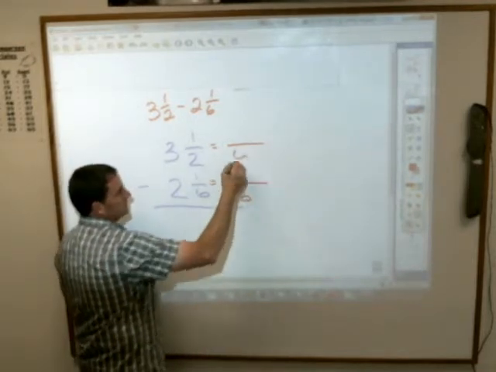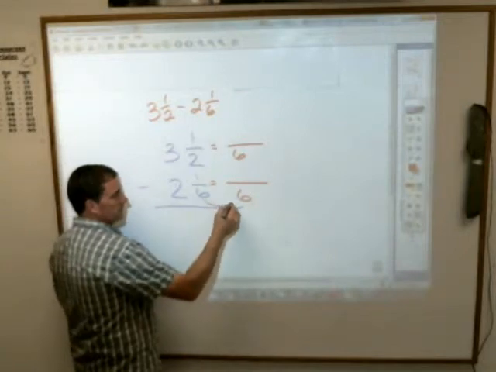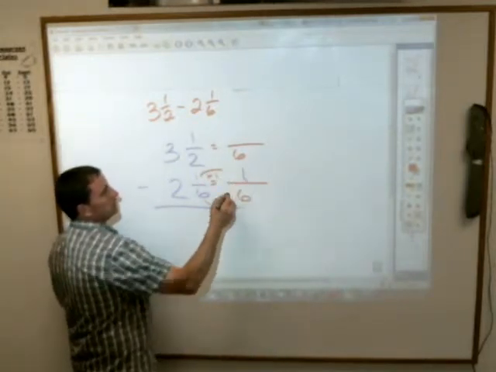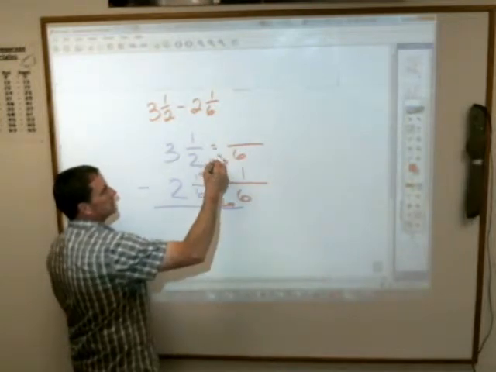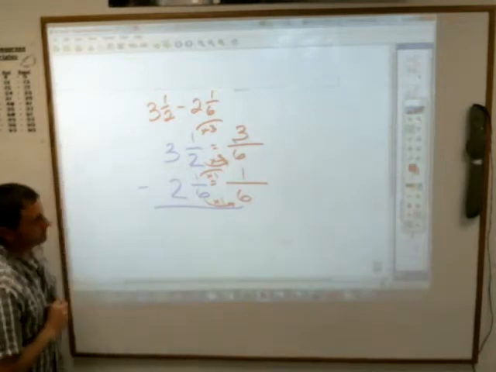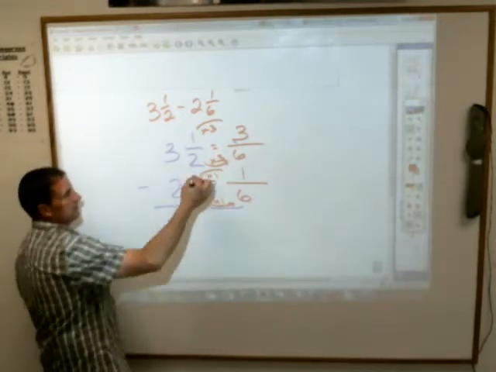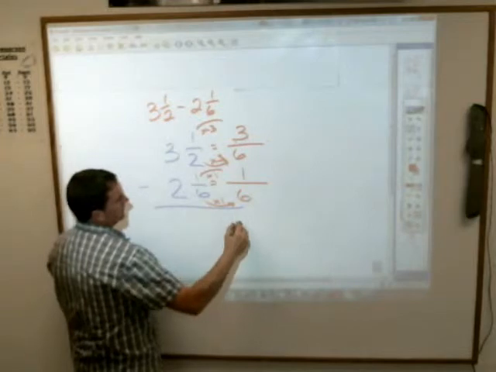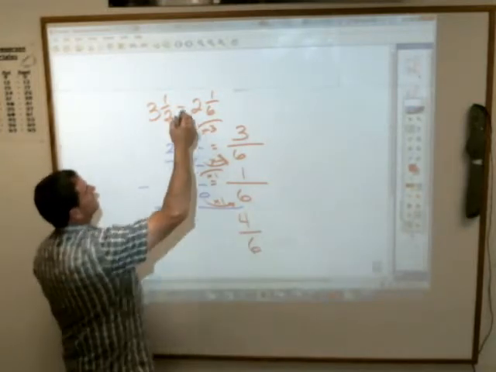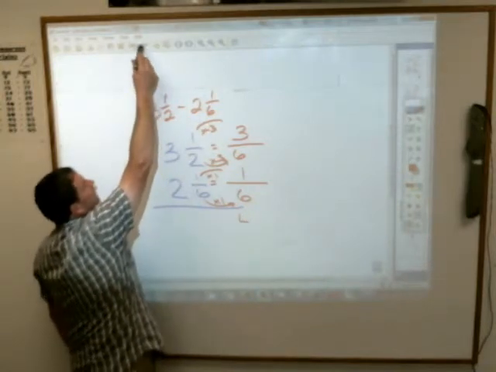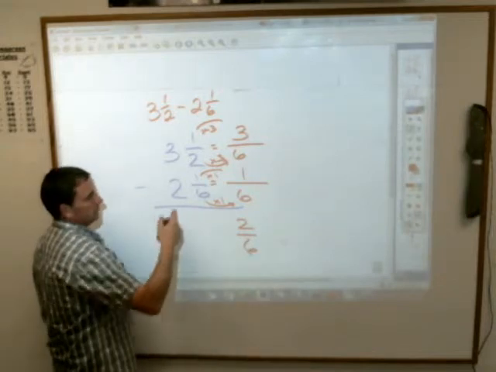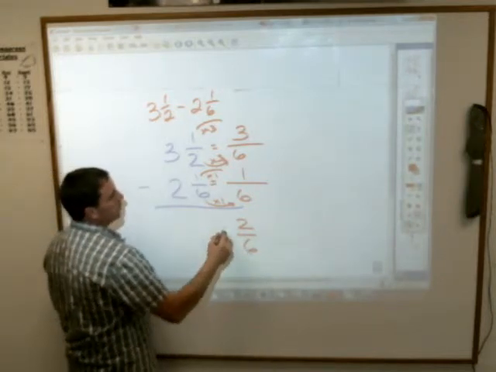So I need to see these 6s. I need to see these arrows. 6 times 1 is 6, so 1 times 1 is 1. 2 times 3 is 6, so 1 times 3 is 3. Now I can add them together. 3/6 plus 1/6 is 4/6. I'm sorry, I'm subtracting. My bad. 3/6 minus 1/6 is 2/6. 2 from 3 is 1.